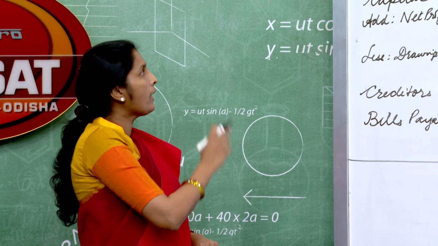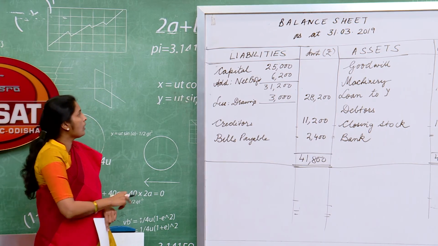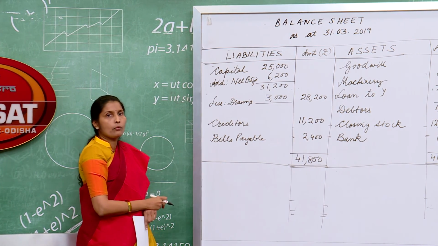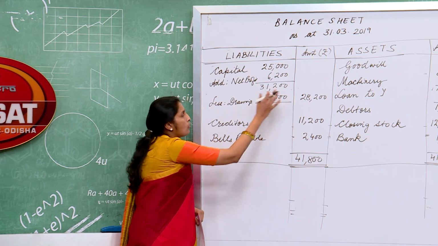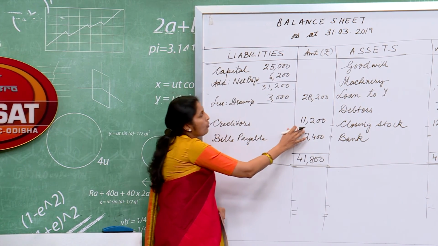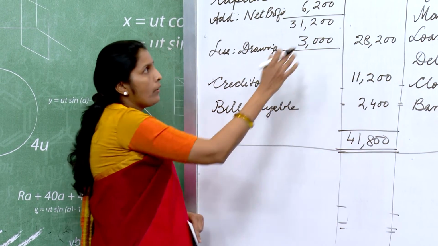On the liability side, we started with capital, we added net profit to the capital of 6,200 and then we deducted drawings therefrom, which gave us 28,200. Then we have creditors, that is 11,200, and bills payable 2,400. We went to the asset side.